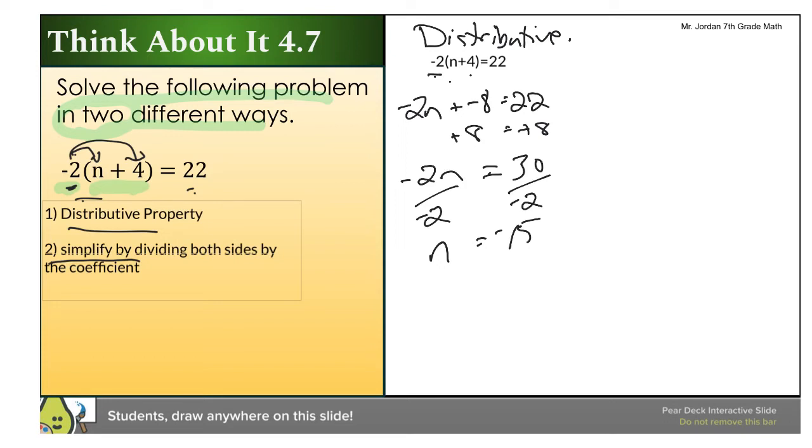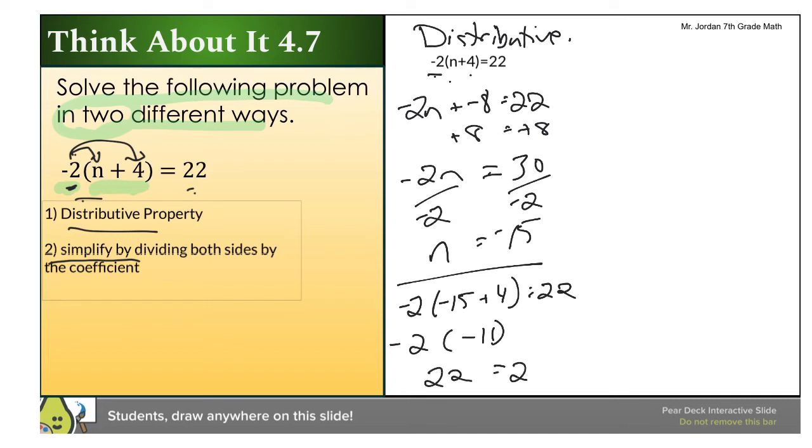Now I can check my answer. Going minus 2 times minus 15 plus 4 is equal to 22. So minus 2 times minus 11. So 22 equals 22, and I've done a check.